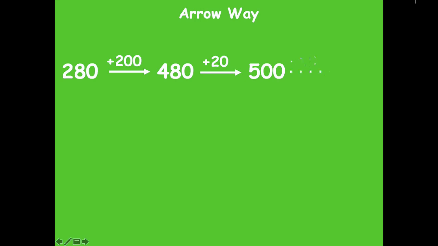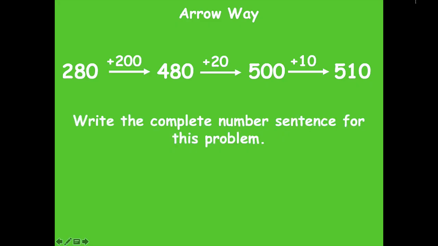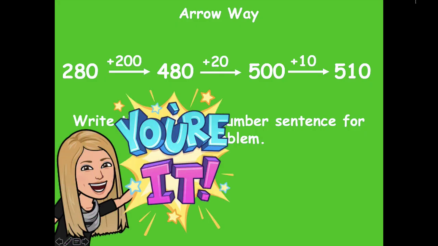All right, so let's continue to use the arrow way to solve another problem. I'll put up one part, and then you're going to tell me what the answer would be when I put up each part of the arrow way. So 280 plus 200. 480. Good job. Plus 20 is 500. Plus 10 is 510. So how much did we add in all this time? 230. Great job. Write the complete number sentence for this problem. So go ahead and pause the video. It's your turn. Write your complete number sentence and then click play when you're ready to go over it together.